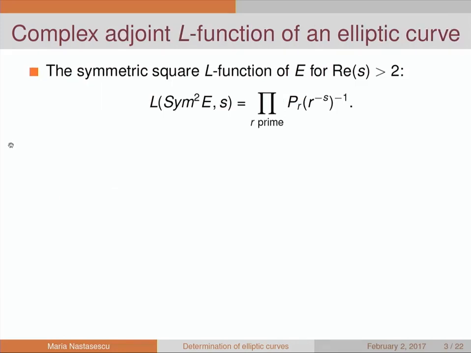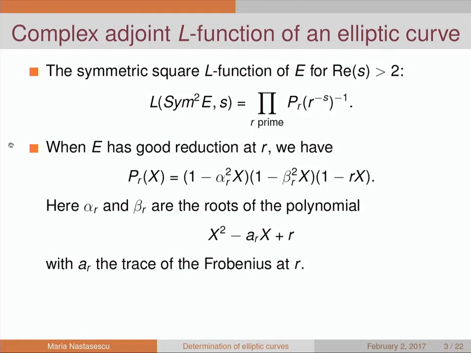So one can also define the symmetric square L function. Again, it's defined by some Euler product that converges in the right half plane given by real part of s strictly greater than 2. I won't specifically define it, I'll just mention that at primes r where E has good reduction, this polynomial that appears in the Euler product will be given by (1 - alpha_r^2 x)(1 - beta_r^2 x)(1 - r x), where alpha_r and beta_r are the roots of this quadratic polynomial x^2 - a_r x + r, where a_r is the trace of the Frobenius at r.